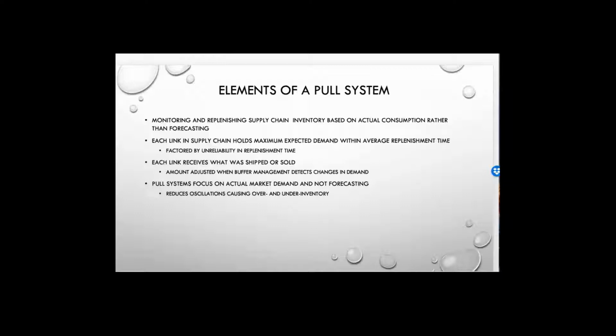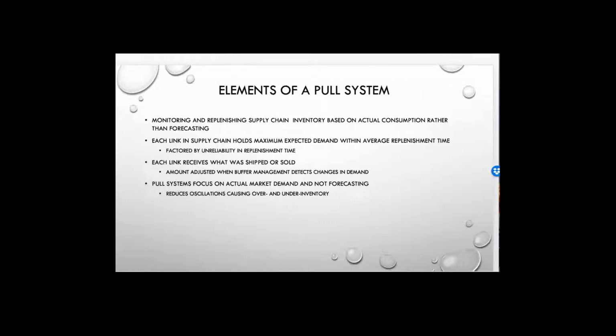Pull systems are pretty much predicated on demand rather than forecasting. Now, to be fair, there is no perfect pull system, so there's still some forecasting. The forecasting comes into the amount of lead time it takes. This is why pull systems try hard to reduce lead time, because the more you reduce the lead time, the more of a pure pull system you have. So in a pull system, we monitor and replenish the supply chain inventory based upon consumption rather than forecasting. We're not as reliant on forecasting as a push system is.